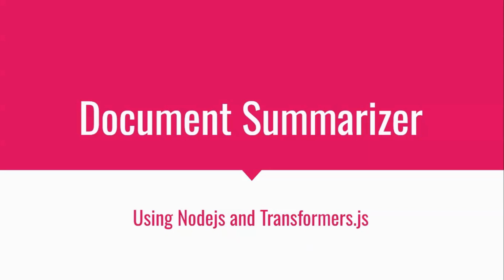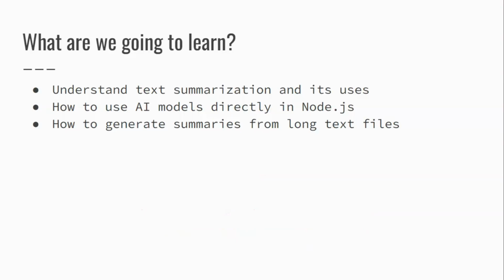In this video, we are going to learn how to build a document summarizer using Node.js and Transformer.js. So what are we going to learn in this video? First, we will understand what is text summarization and its uses. Next, we will learn how to use AI models directly inside Node.js runtime. Third, we will learn how to generate summaries from long text files using Transformer.js.